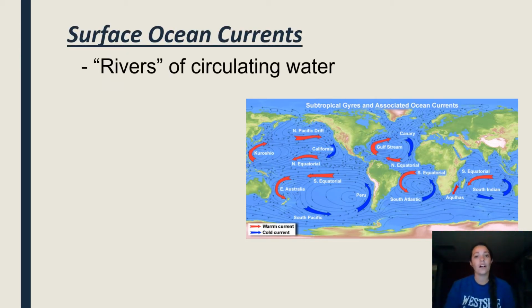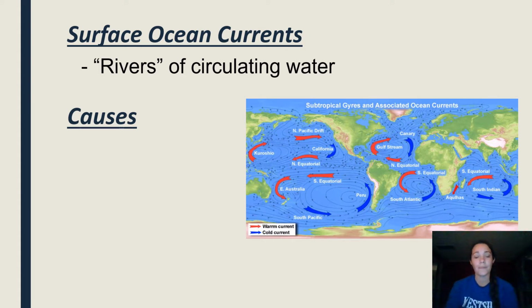Right, so these are called surface ocean currents. They're kind of like rivers of circulating water. So yes, water can go from point A to point B on other sides of the world through evaporation and then through precipitation, but there are areas within the surface of the ocean where the water does flow in a constant pattern throughout the year, throughout the decades, centuries. They just follow the same surface current, and that's why they're referred to as rivers, as you can see in the previous video.